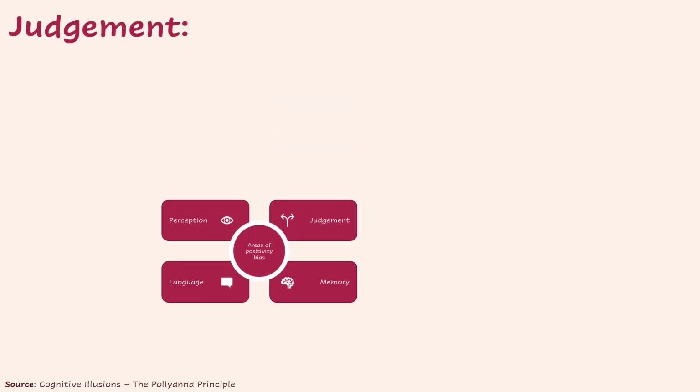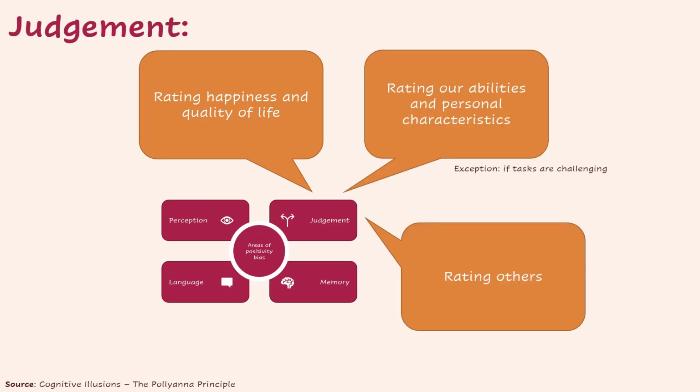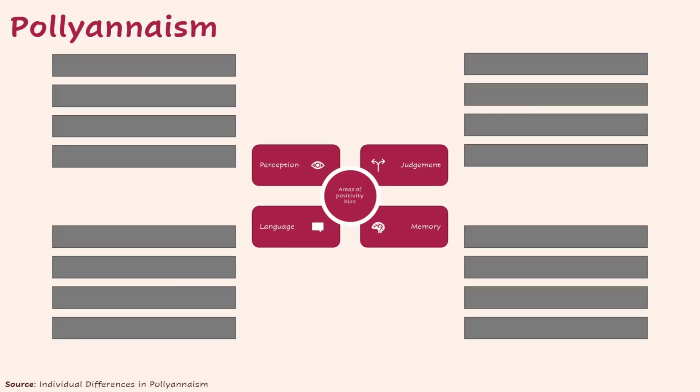Judgment. We tend to rate happiness and quality of life higher than neutral most of the time, and we tend to rate ourselves and others in personal abilities and characteristics as better than average. This is actually a very distinct bias in the wheel. An exception to this is when the tasks or skills are challenging.